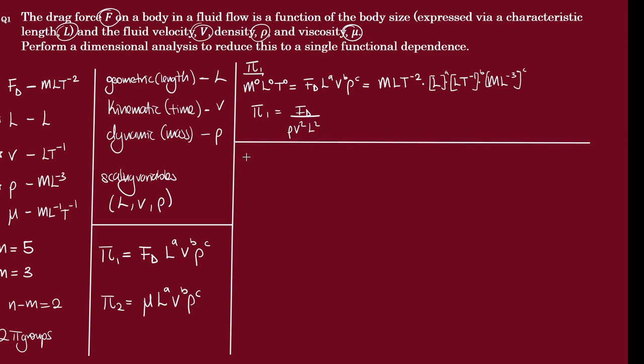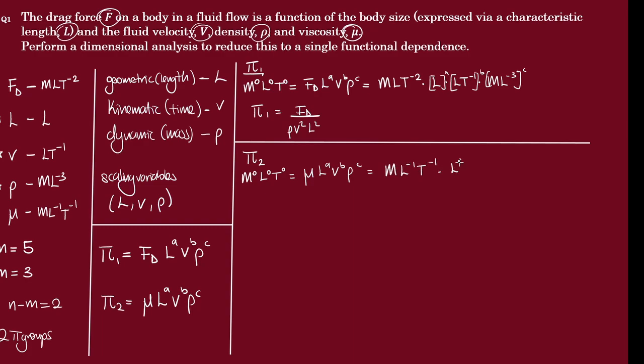So now solve for the second dimensionless group. So pi 2 is going to be m to the 0, l to the 0, t to the 0. You pick the other non-scaling variable, which is mu. So that's mu multiplied by l to the a, v to the b, rho to the c. Recall, these exponents are not going to be the same, we're solving for a different set of equations. Okay, so mu is the dynamic viscosity, which has units m, l to the negative 1, t to the negative 1.